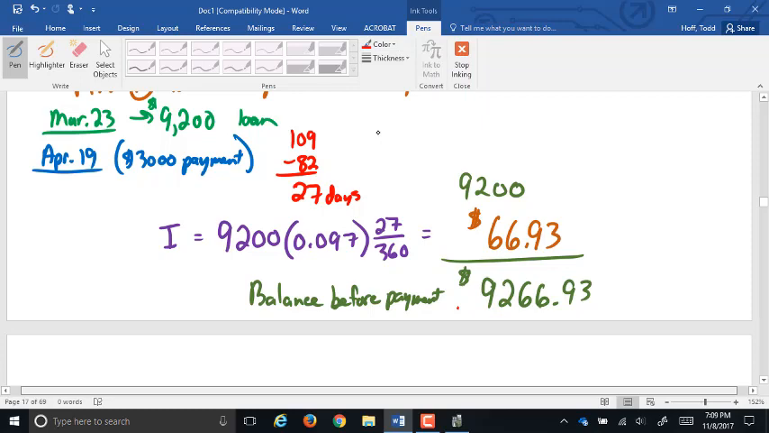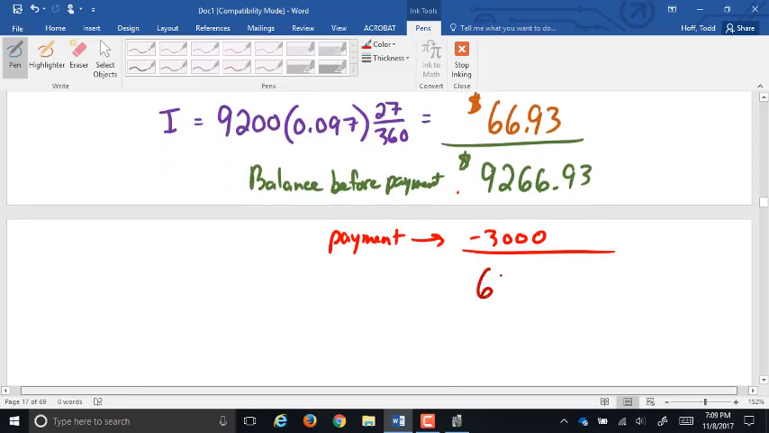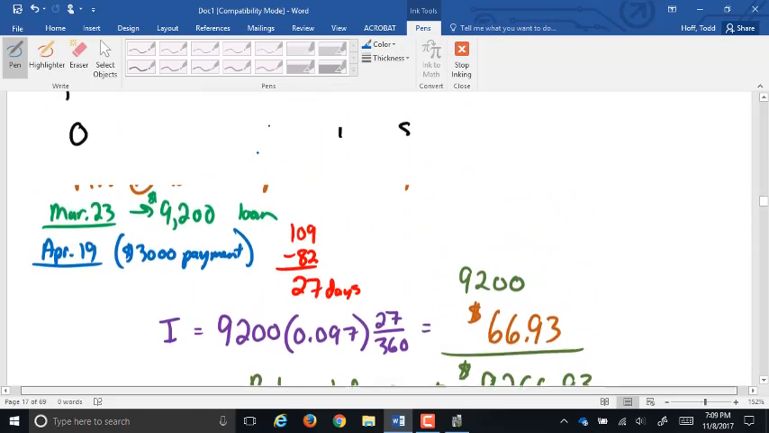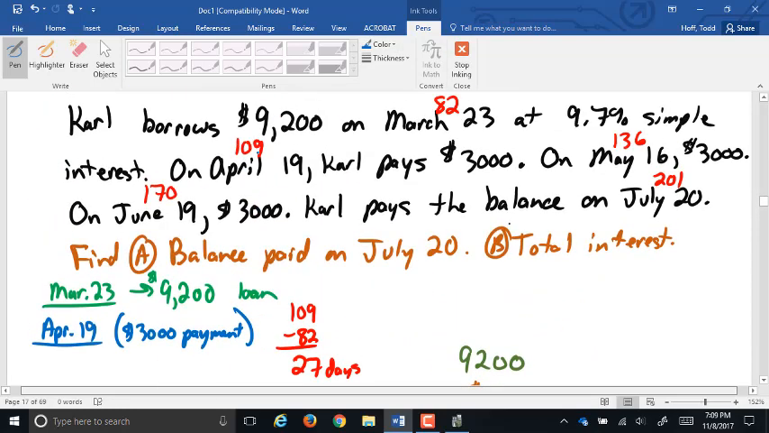And then, of course, we have the payment, $3,000, which will give us, perfect, $6,266.93. That is our balance after the payment. Our next action is on May 16th.